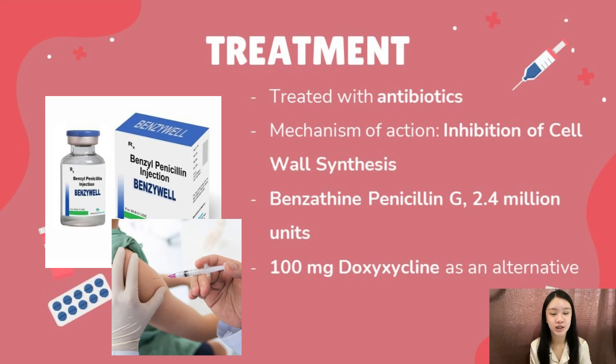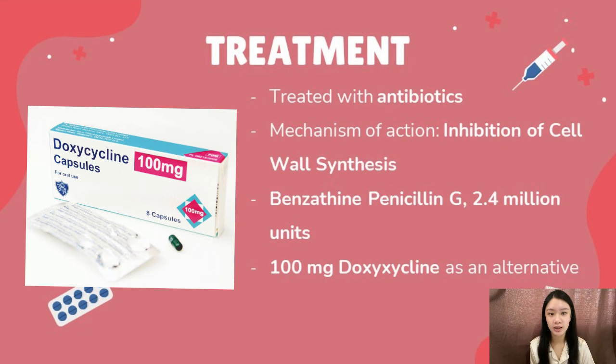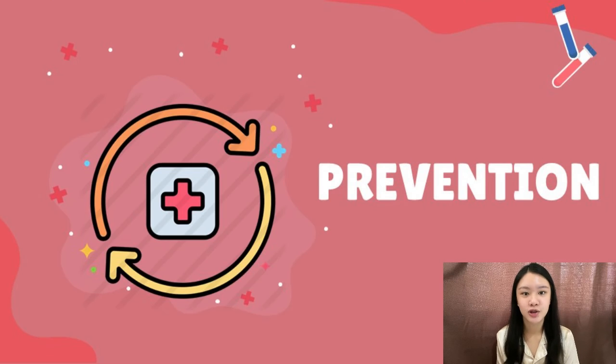For higher stages, it can be administered as 3 doses of 2.4 million units each at 1 week interval. While if the patient is allergic to penicillin, doxycycline is the preferred alternative. 100 mg of doxycycline can be taken orally twice a day for 2 weeks. Let's now head to the prevention.